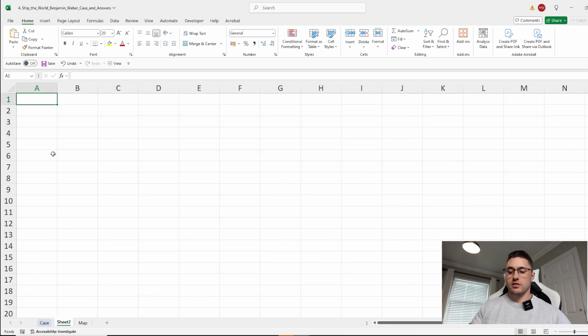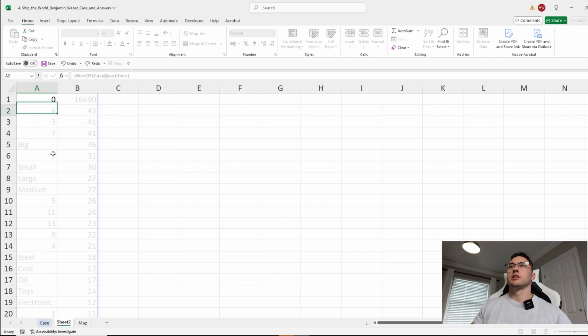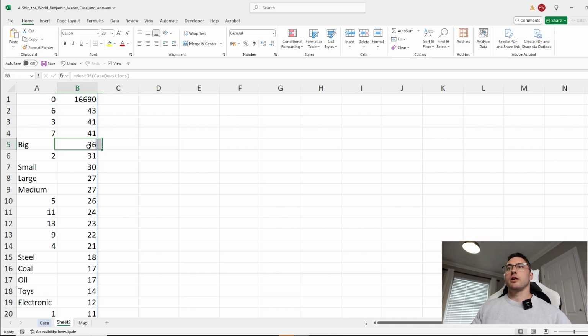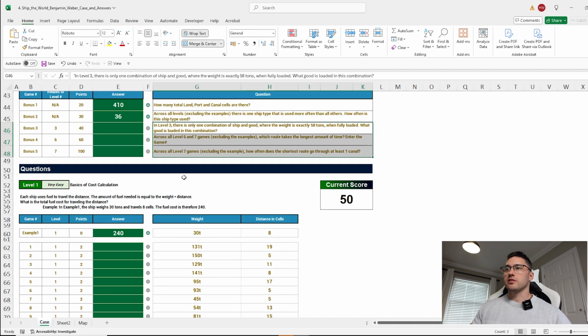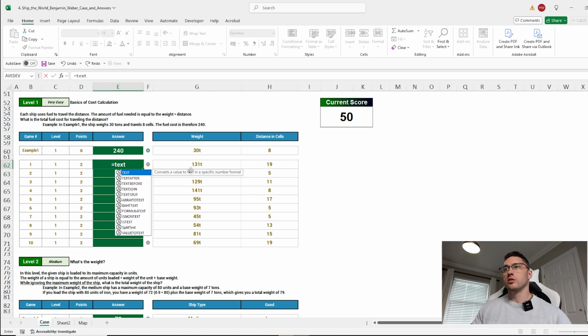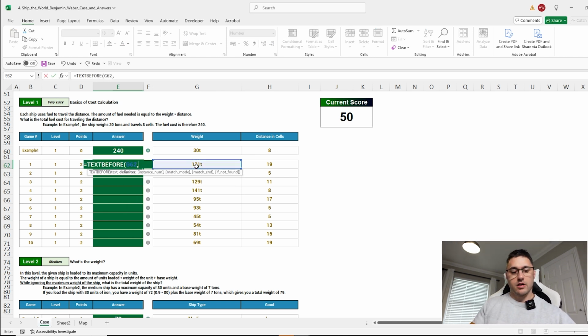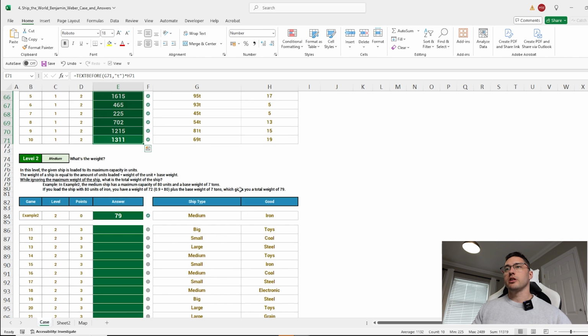So if you've seen my other cases, this is just my most of lambda. And then my case questions lambda. And this big ship appears 36 times, so big and 36 times, so 36. Okay, then these rely on the questions, so we'll come back to those later. So this first question is just asking us to multiply the numbers together, so obviously we have to remove the t, so we'll go text before this, the t, we want to multiply it by this. Question 1, nice and easy.